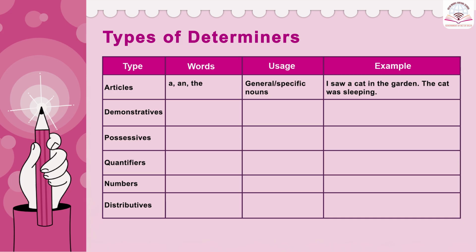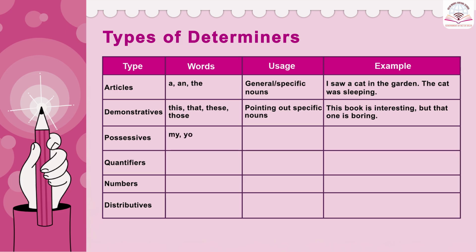Talking about demonstratives, we use this, that, these, those, and they are used to point out specific nouns. For example, this book is interesting, but that one is boring. Talking about possessives, we use my, your, his, her, its, our, or their. They tell us about the possession. For example, her bag is on the table. Their car is very fast.